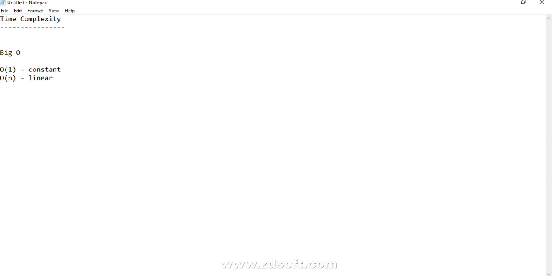Now let's say order of n square. I don't have any way to write the square in notepad, so consider it not as n2, it is n square. So order of n square is basically, you can call it quadratic, like we have quadratic equations in mathematics. So n square, like we'll study further.